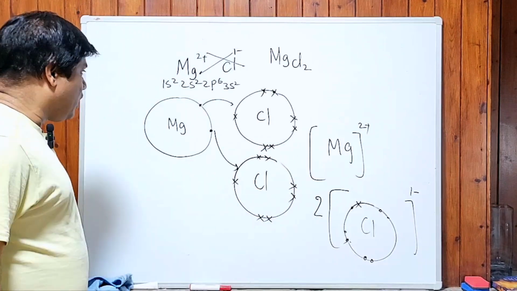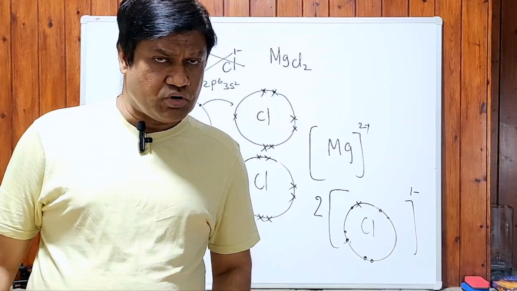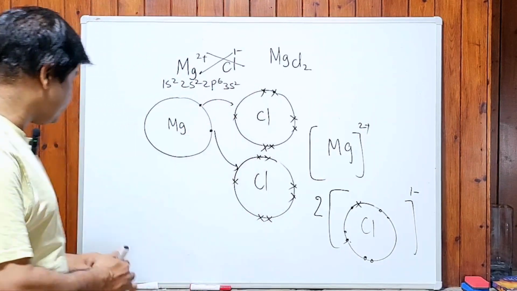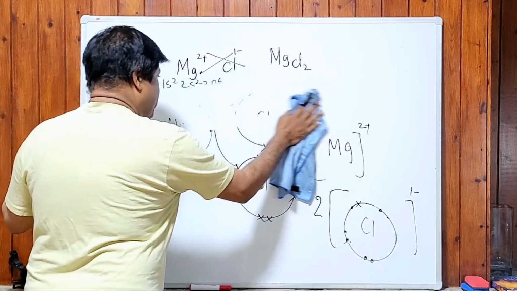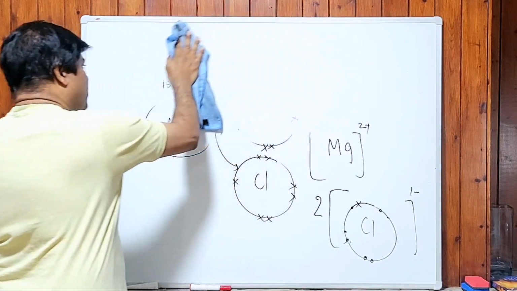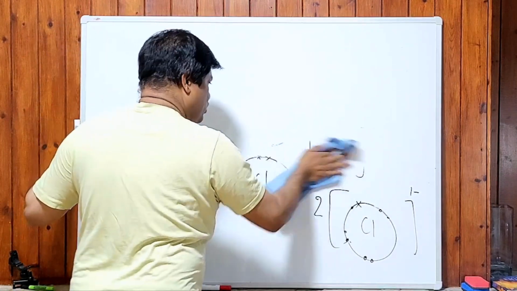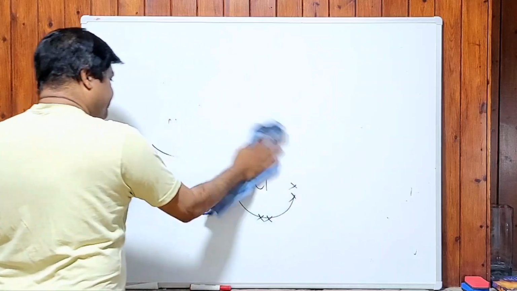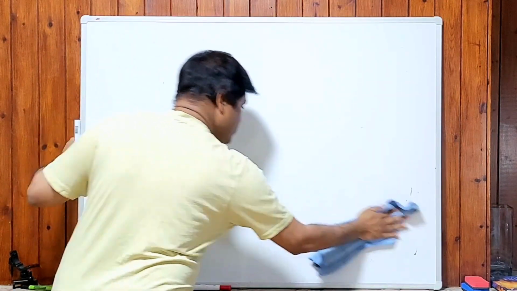Okay then. Now, can we try the dot and cross structure of magnesium oxide? Next, magnesium oxide. Magnesium is from group 2, which is a metal, and oxygen is from group 6, which is a non-metal. Now, magnesium oxide. Look at that. Magnesium oxide.